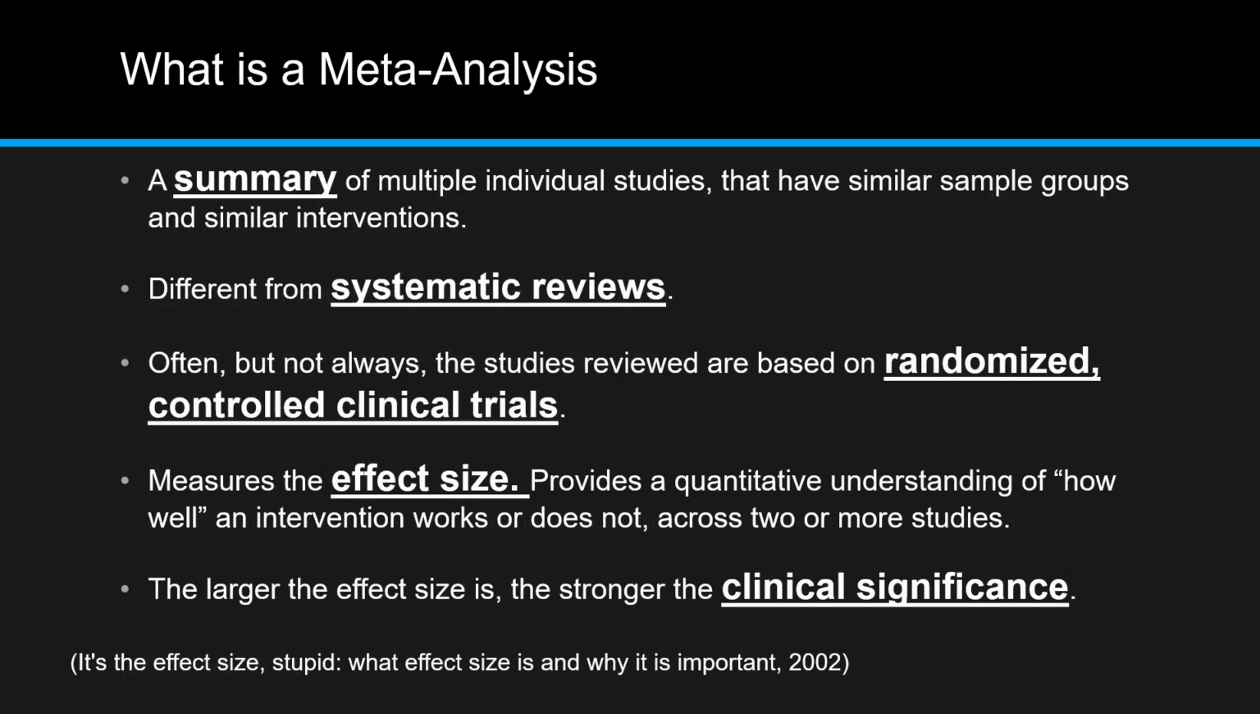So what is a meta-analysis? In the most succinct way possible, it is a summary of multiple individual studies. However, it is different from a systematic review in certain areas. The studies that are chosen for meta-analysis are often randomized controlled clinical trials, because that type of trial or research is the highest quality for individual studies. The point of a meta-analysis is to measure the effect size. The effect size is a numerical value that tells us how well an intervention works.